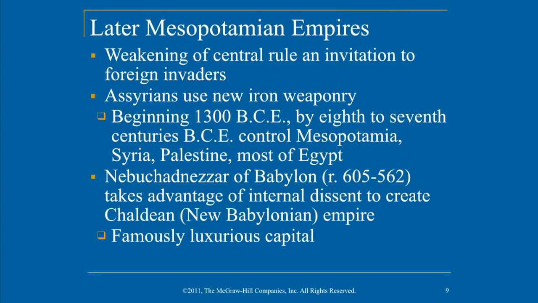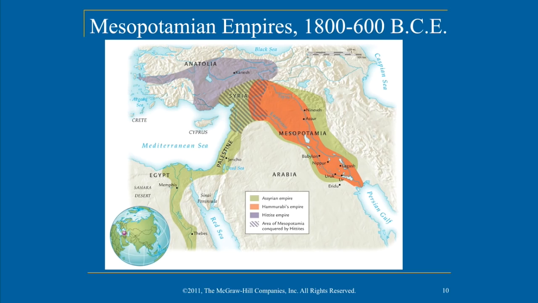Here in the Mesopotamian empires, 1800 to 600 BCE, you can see the Assyrian in green, Hammurabi's empire, which is in red, and the Hittite empire in purple. And you can see what was conquered by the Hittites, that grayish striped line.